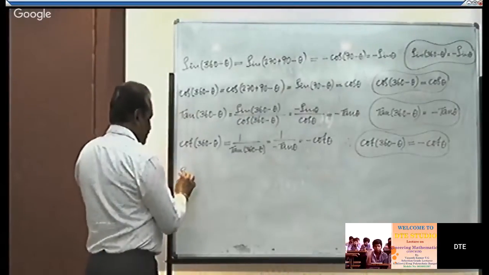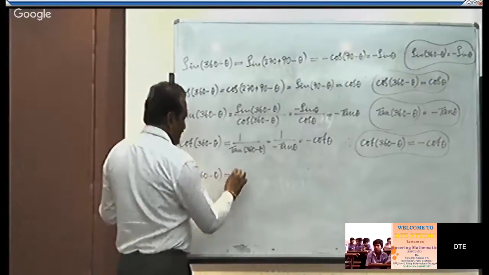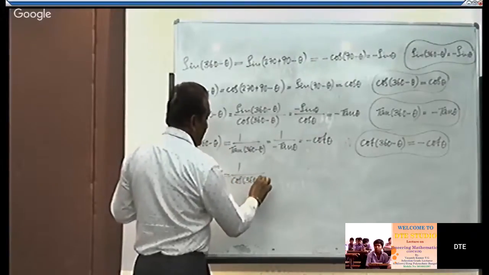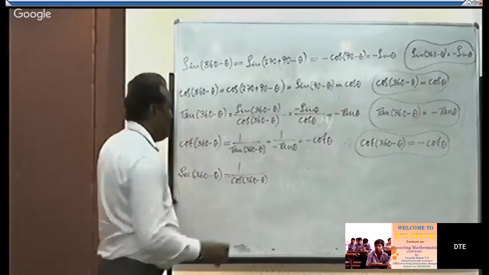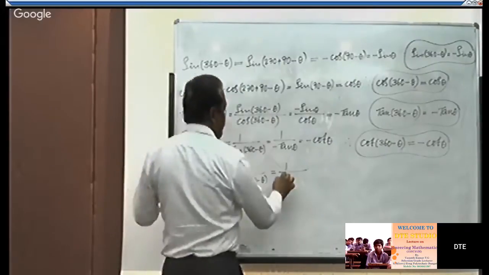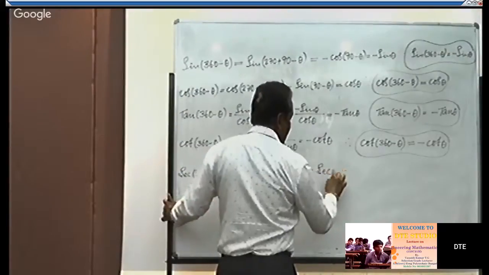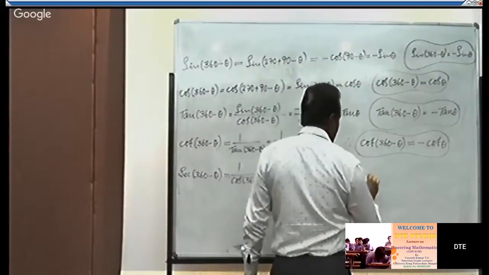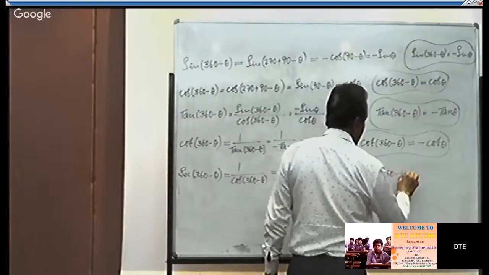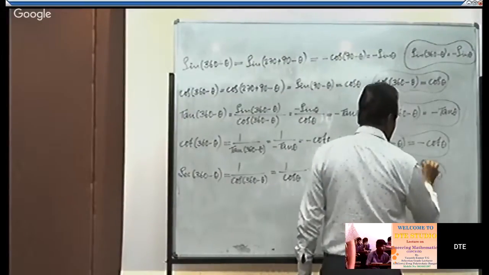Then secant of 360 minus theta, we can write it as 1 by cos of 360 minus theta. We proved cos of 360 minus theta as cos theta. 1 by cos, we know that it is secant theta. Therefore, we proved secant of 360 minus theta is always equal to secant theta only.